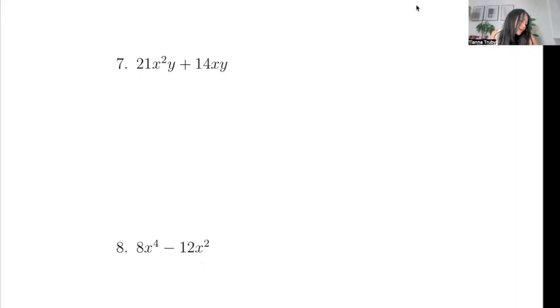Pause here. Okay, I hope you've paused and had the opportunity to do the problem. We're going to look at our numbers first. So the 21 and the 14, greatest common factor is 7. Between x squared and x, greatest common factor is x. Between y and y, greatest common factor is y. I'm going to draw our parentheses, addition stays. And then we're going to fill this in with 3x, because we already have the y, we don't need another one. And then plus 2, because we have the x and the y, we don't need another one.